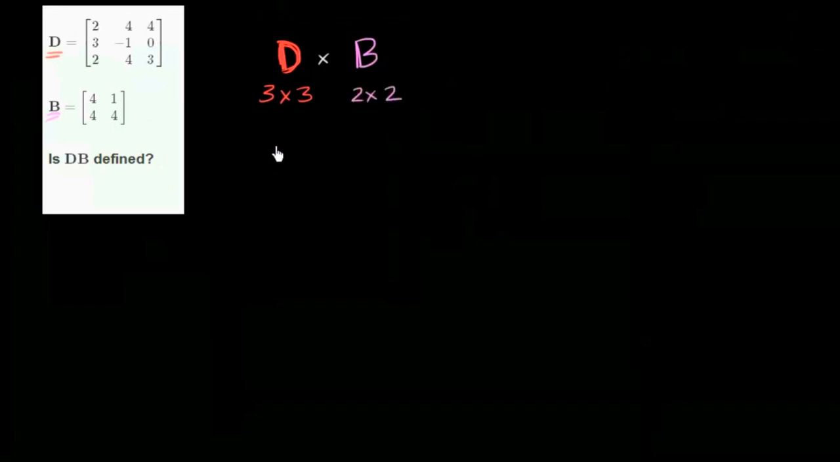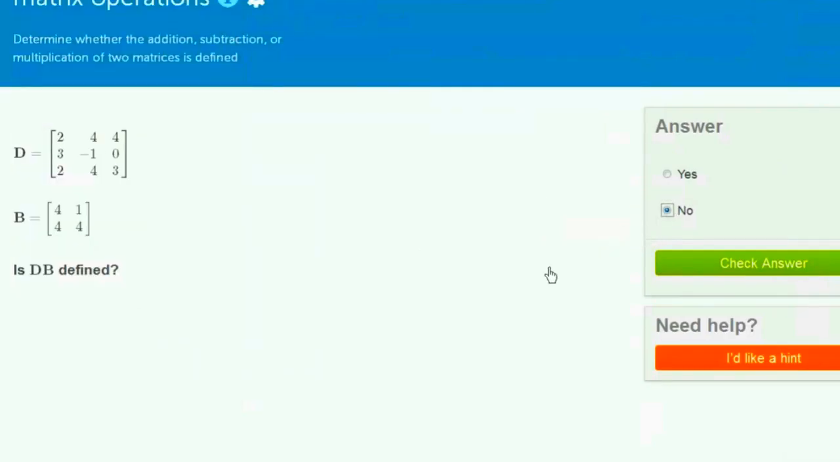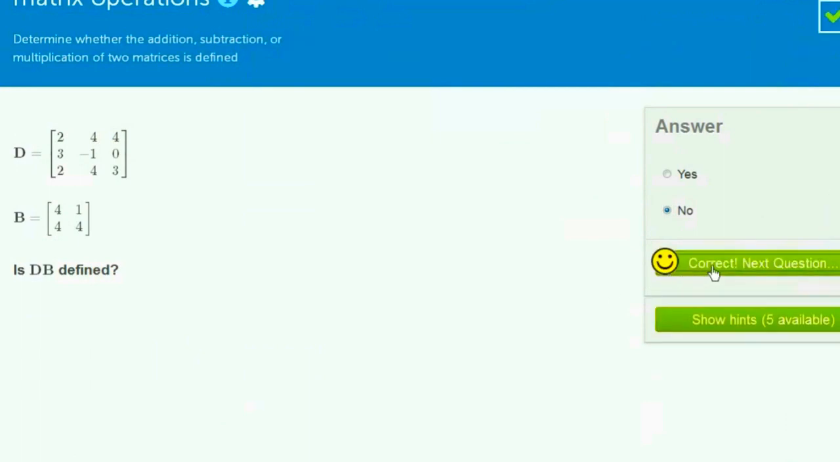The only way that we know to define matrix multiplication is if these middle two numbers are the same. If the number of columns D has is equal to the number of rows B has. Now in this case, they clearly do not equal each other, so matrix multiplication is not defined here. So let's go back there and say no, DB is not defined. Let's do a few more of these examples.